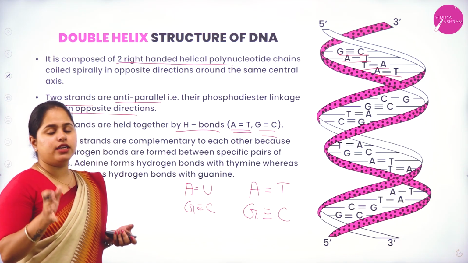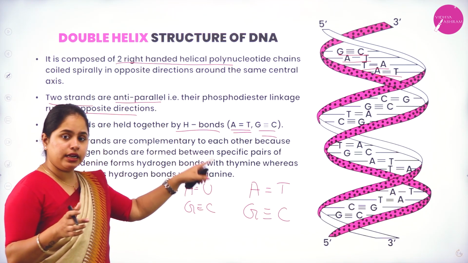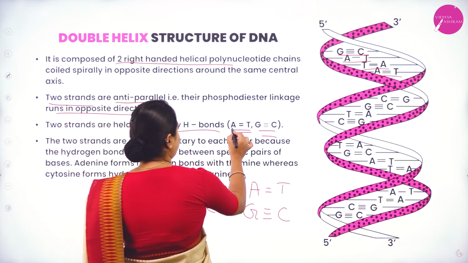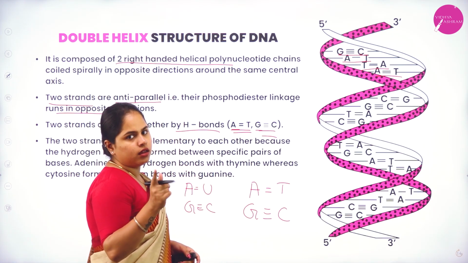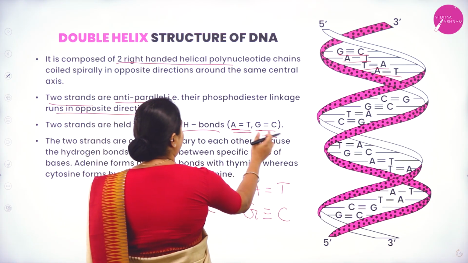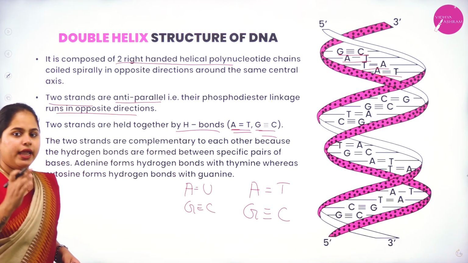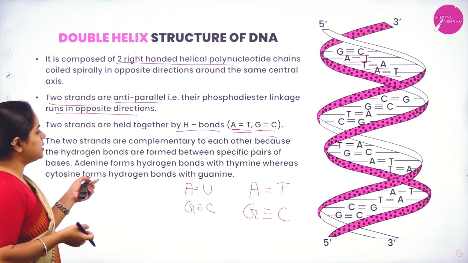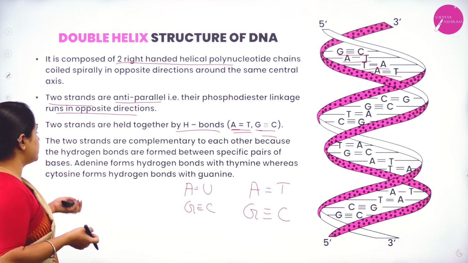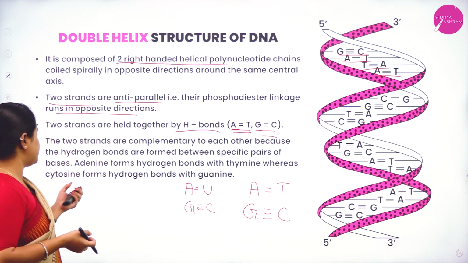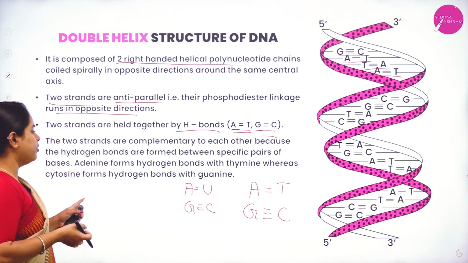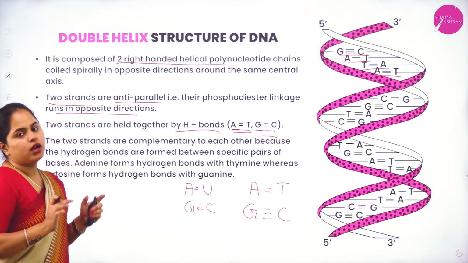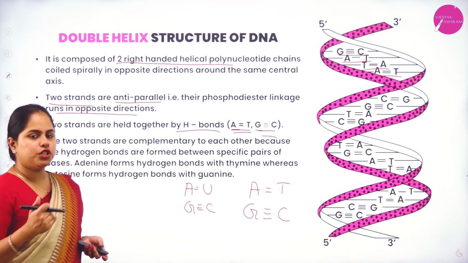And only the hydrogen bonds will be formed between adenine and thymine, guanine and cytosine. There is no possibility of adenine and guanine having a hydrogen bond or thymine and cytosine having a hydrogen bond. A and T will combine, G and C will form the hydrogen bond. Now the two strands are complementary to each other because the hydrogen bonds are formed between specific pairs of the bases. Adenine forms hydrogen bonds with thymine, whereas cytosine forms hydrogen bonds with guanine. So that is fixed, it won't change.